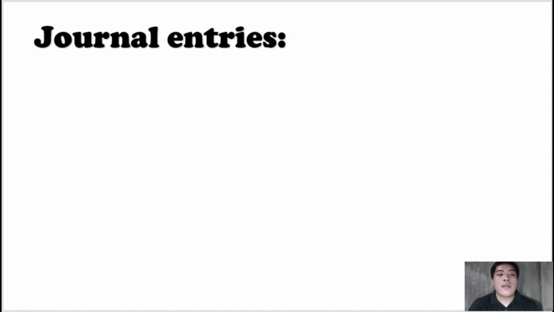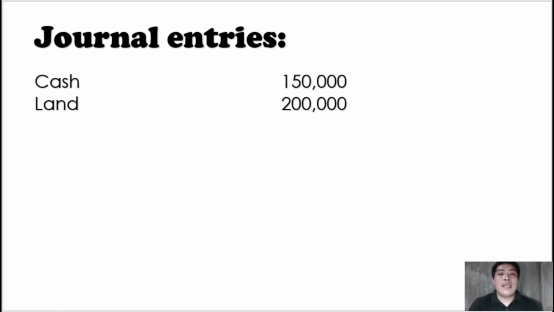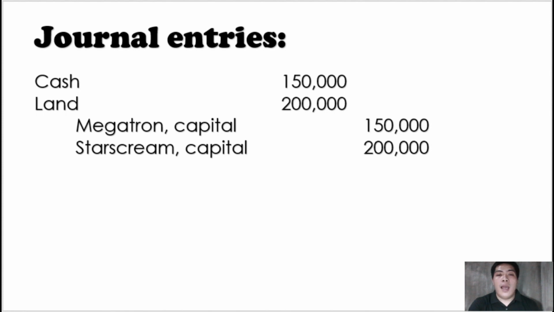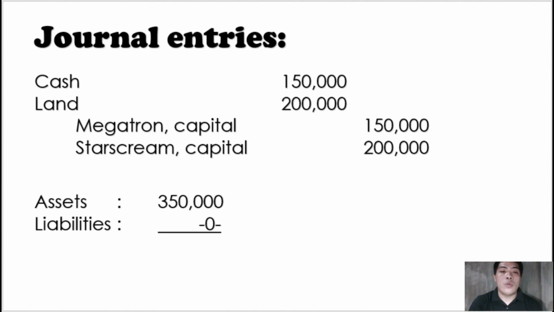So, to journalize, we have to debit cash for 150,000, debit ng land at book value, 200,000, then credit the respective capital accounts. For Starscream, we have 200,000 kasi yun lang yung equivalent ng kanyang investment ng land at book value. So as of this formation, yung asset 350, walang liabilities na inassume, then yung capital equivalent lang dun sa asset investments.